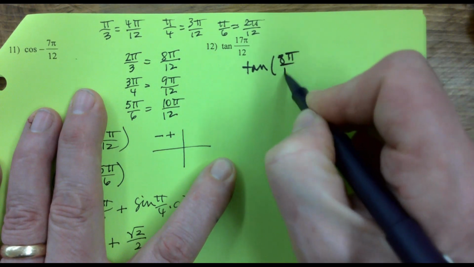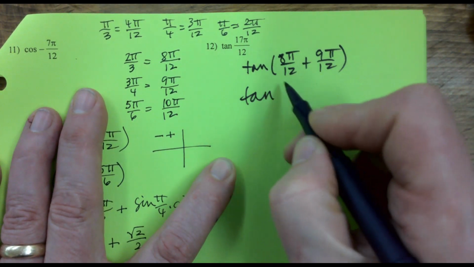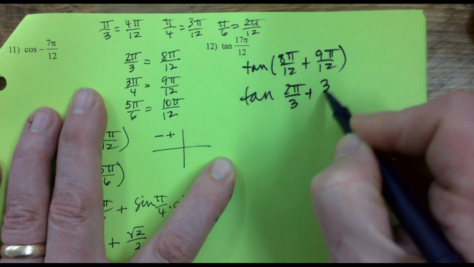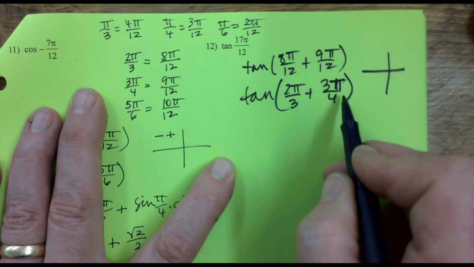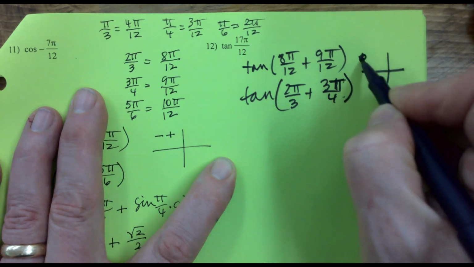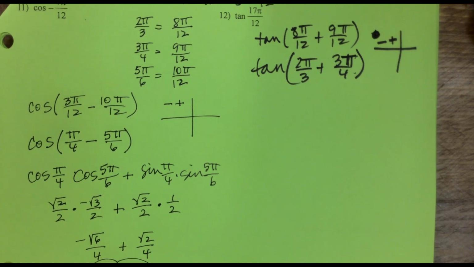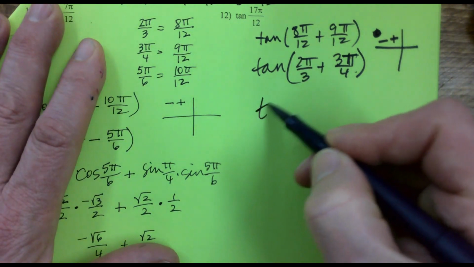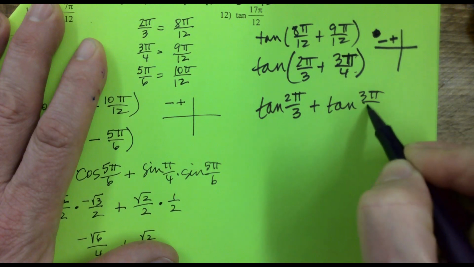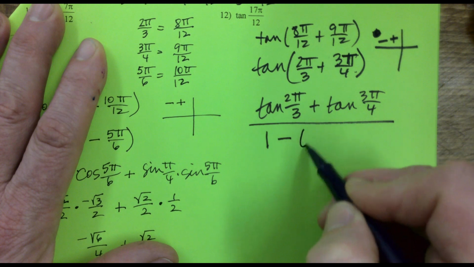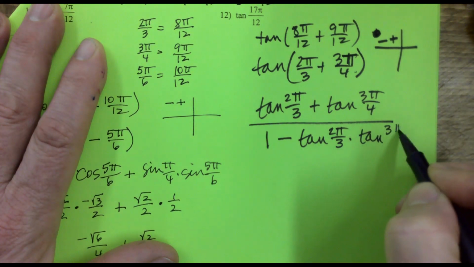So 8 pi over 12 plus 9 pi over 12. Which, as Henry shortened up right away, is 2 pi over 3 plus 3 pi over 4. And all that I need to remember is both of these are second quadrant angles, and that's a negative quadrant, which means that the tangent will always be negative. So I'll expand this out. We have the tangent of 2 pi over 3 plus the tangent of 3 pi over 4, over 1 minus the tangent of 2 pi over 3 times the tangent of 3 pi over 4.